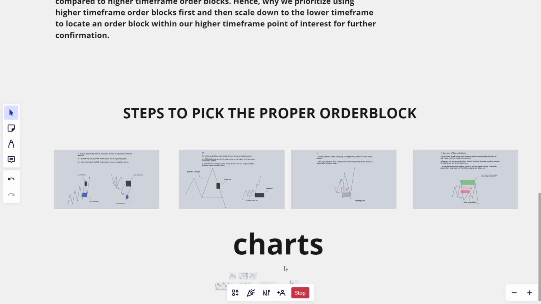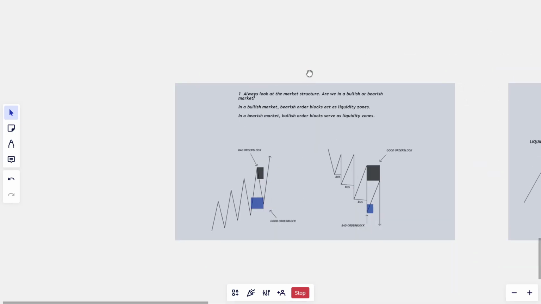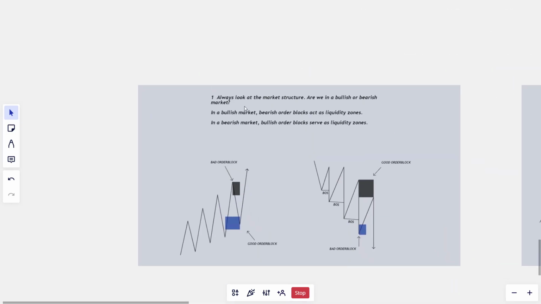Before we get onto the chart, these are our 4 steps to pick the proper order blocks. The first step is for us to always look at market structure. Are we in a bullish or bearish market structure? In a bullish market structure, bearish order blocks act as liquidity zones, and in a bearish market structure, bullish order blocks serve as liquidity zones. So right here, we can see here.